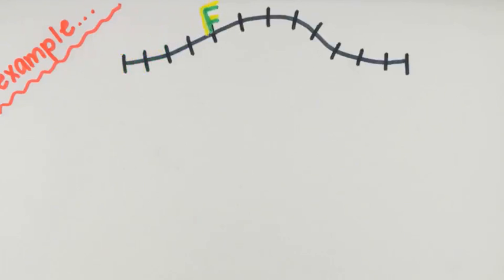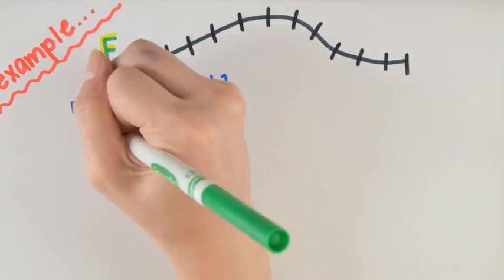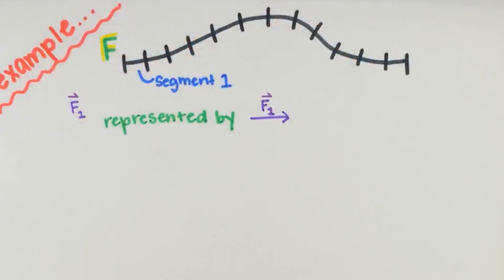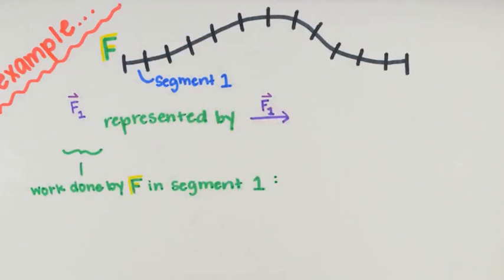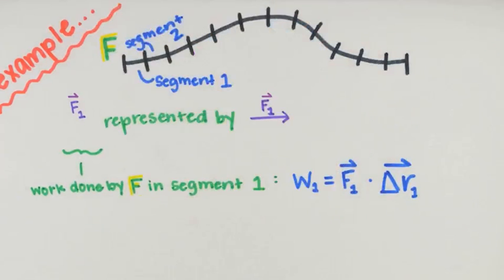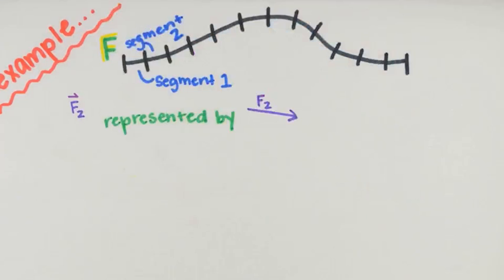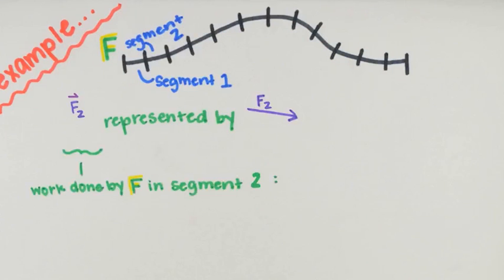So, for example, let's say we have a force F that is not constant along the entire path, but for segment 1 is a constant force F1 and can be represented by an arrow like this. Then, along this piece of the path, the work done by the force F is F1 dot delta R1. Now let's say along segment 2, the force F is well approximated by the constant force F2. Then the work done by the force F along this piece of the path is F2 dot delta R2. We can keep going like this until we reach the final state.